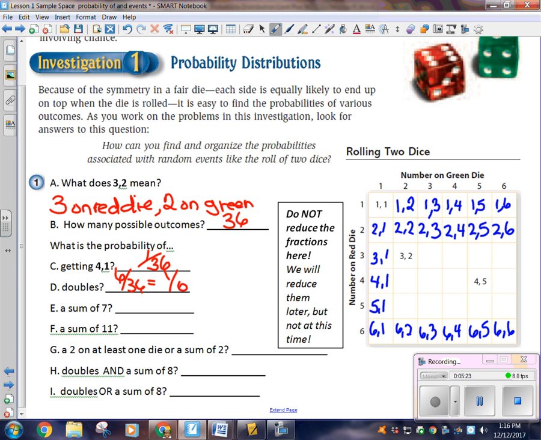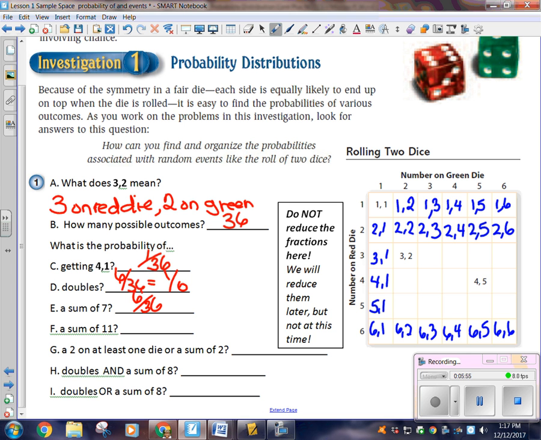It didn't specify that it had to be a bigger number than a smaller number. A sum of 7. Do I have any sums of 7 in the whole first row? Okay. I could do what? 1 and 6. That's one sum of 7. Anything else? Got a 2 and a 5. Okay. Then you got a 3 and a 4. You got a 4 and a 3. 5 and a 2. 6 and a 1. How many chances is that? 6 out of 36 again.